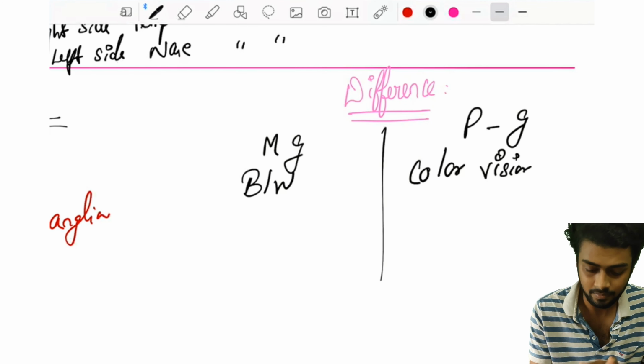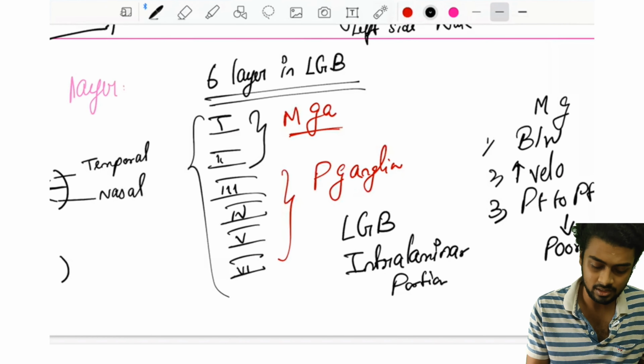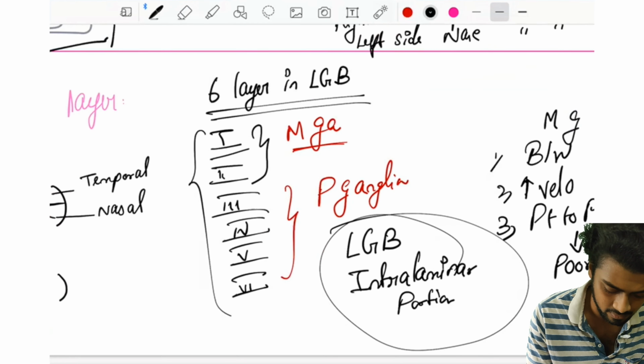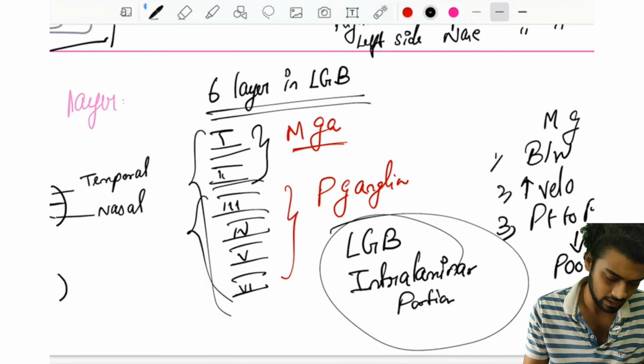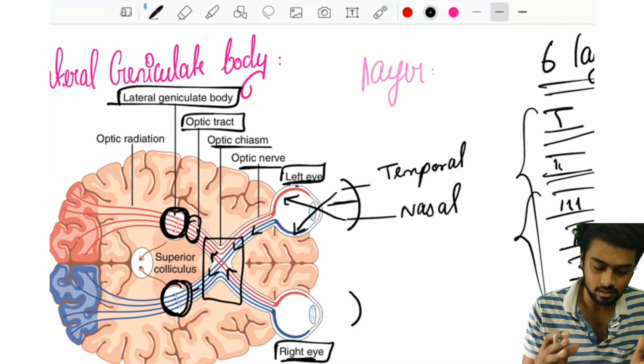Okay, and other than these layers, the LGN, the lateral geniculate body, has an intralaminar portion. We will see what is the function of this intralaminar portion, first layer, second layer, and the rest of the layers. Okay, now we have reached the lateral geniculate body.